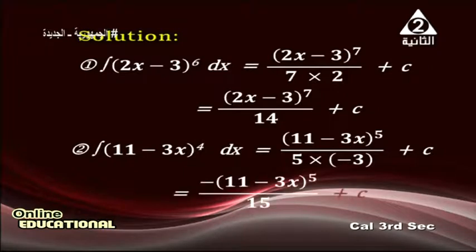Then the integration equals negative (11 minus 3x) all to the power 5 divided by 15 plus constant c.